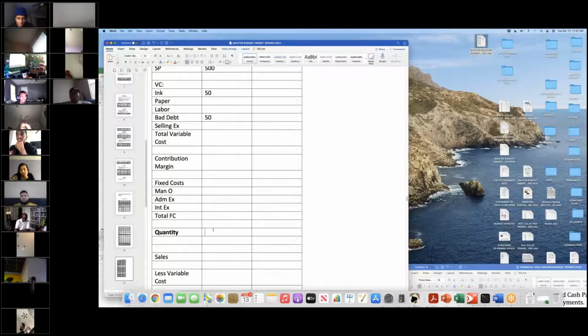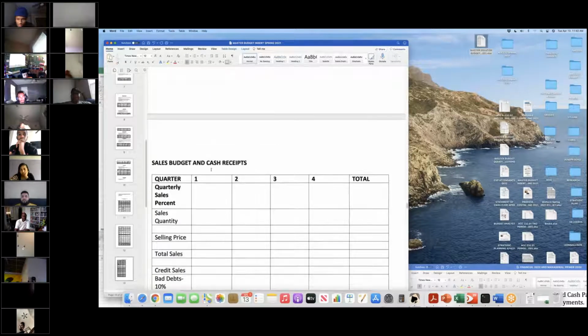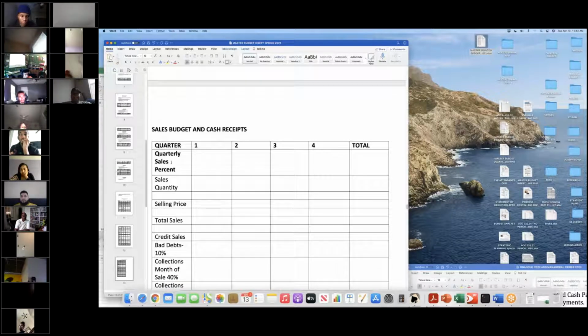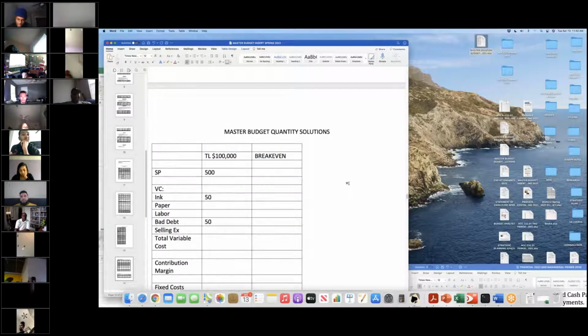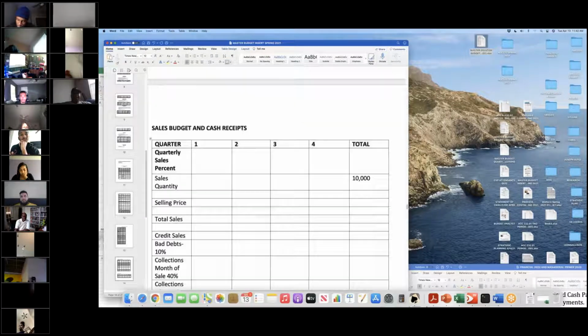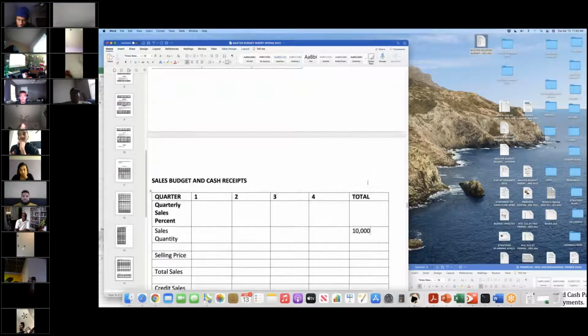But let's just assume, sales team, that they come up with $10,000. So what you're going to do, sales team, is take the 10,000 and put it right here. So whatever quantity we come up with in our first year, where the target loss is 100,000, when we get the quantity, we bring that quantity right here to the sales quantity.